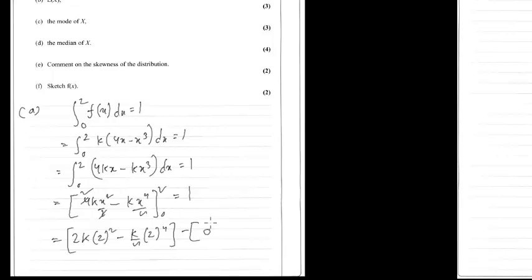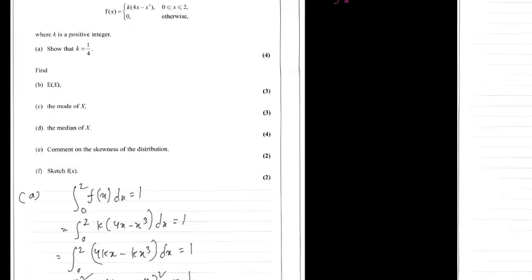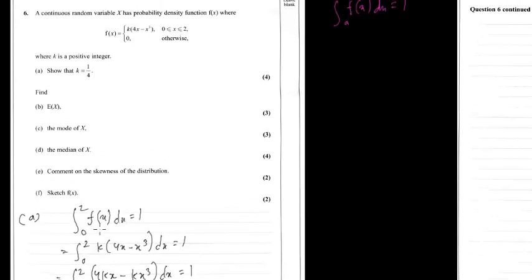minus, if I put 0 here, it would be 0, equals 1. That means if we simplify this, it would be 4 into 2 is 8k minus 2 to the power 4 is 16, 16 by 4 is 4k equals 1. Therefore 4k equals 1 and k equals 1 by 4, shown. Next question, find the expected value.